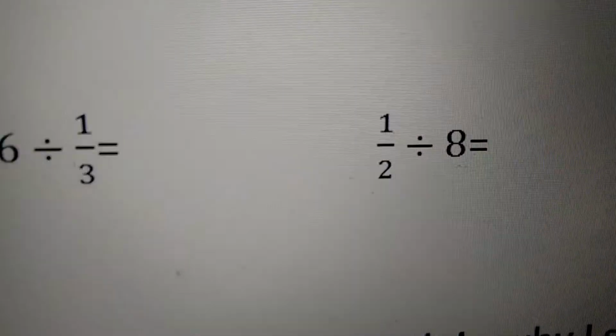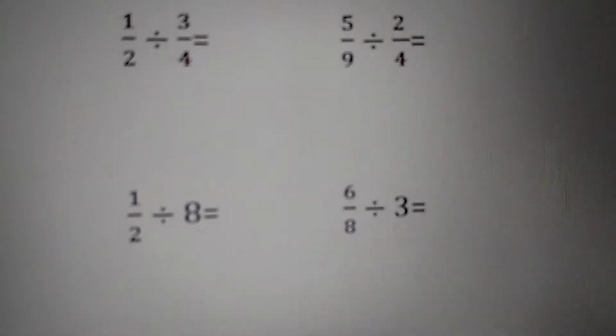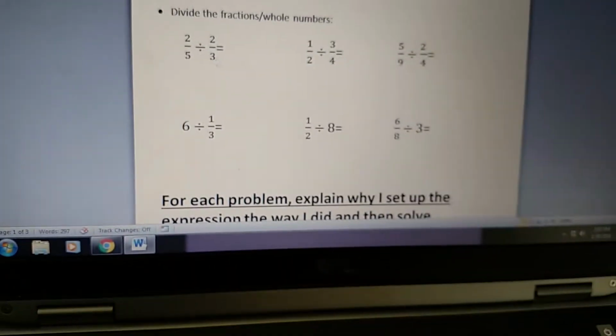1/2 divided by 8. So we flip the second, which gave us that. So make sure you turn 6 into a fraction and flip the second part, which is 1/3. And over here, make sure you turn 3 into a fraction, and then after you turn it into a fraction, flip it. All right, those are all those.